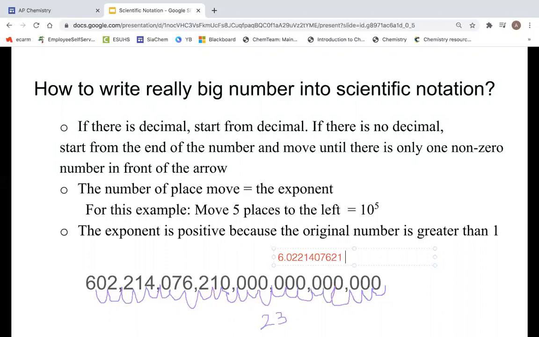And then now you're going to say times 10 to the what? Well, 10 to the number of times that you have to move. So how many times did we move? We just counted earlier. It's 23 times.